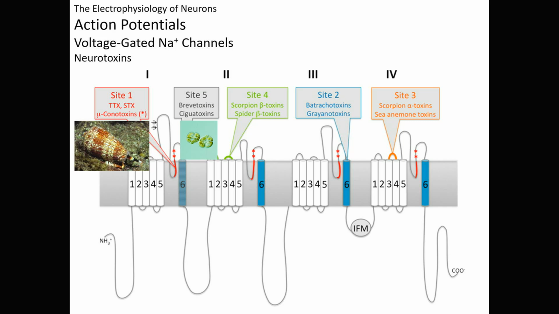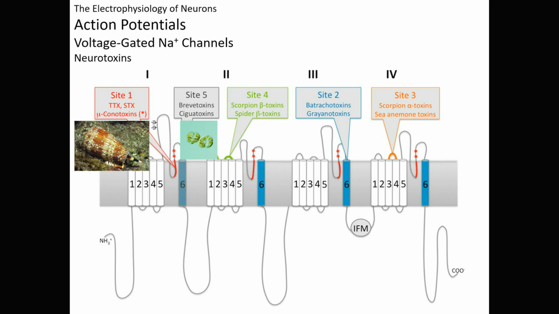Then Site 4 talks about scorpion and spider beta toxins. So again, scorpions, as you probably know, have their little stinger tail that they can use to inject neurotoxins into their prey or even to defend against a predator. Spiders the same way. They have neurotoxins that they can inject with their fangs in order to, again, paralyze prey or perhaps even defend themselves against possible predators.